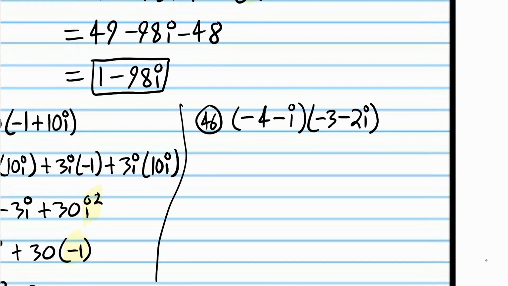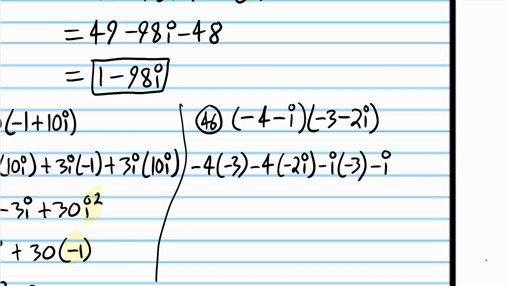So F of FOIL is negative 4 times negative 3. Or excuse me, I don't know why I keep saying O. I'm sorry. It's F of FOIL. And then O of FOIL is negative 4 times negative 2i. And then I of FOIL is negative i times negative 3. And L of FOIL is negative i times negative 2i.